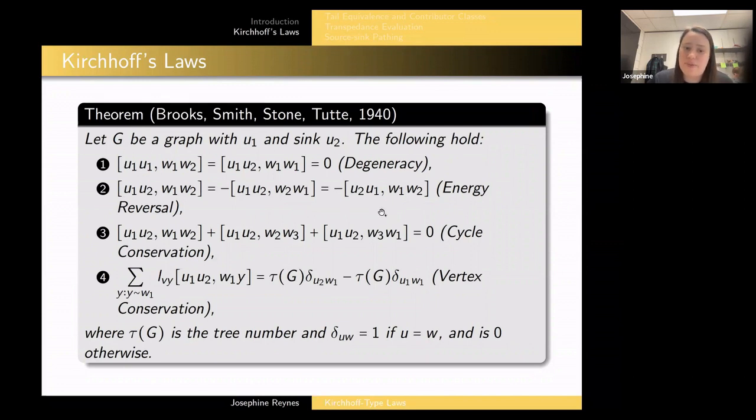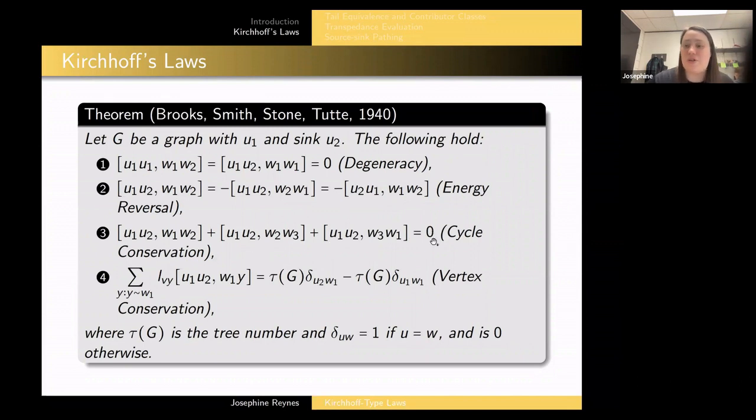So energy reversal. This is generally written as a sum around a cycle of length 3, but this clearly extends to a cycle of any length, and that's if you sum around a cycle. So the W's go 1 to 2, 2 to 3, and then 3 back to 1. But the U's remain the same. You have the same source and sink throughout.